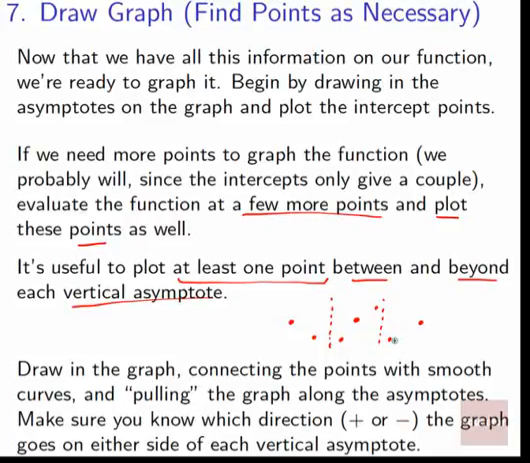Then draw in the graph, connecting the points with smooth curves and pulling the graph along the asymptotes. And of course, if you're not quite sure where it goes, how it works together, you can just plot in even more points and you'll get a better sense of how the picture comes together. Make sure you know which direction, positive or negative, the graph will go on either side of your vertical asymptotes. And one last thing, don't forget that the forbidden values, or forbidden x locations, will create holes in the graph, right?